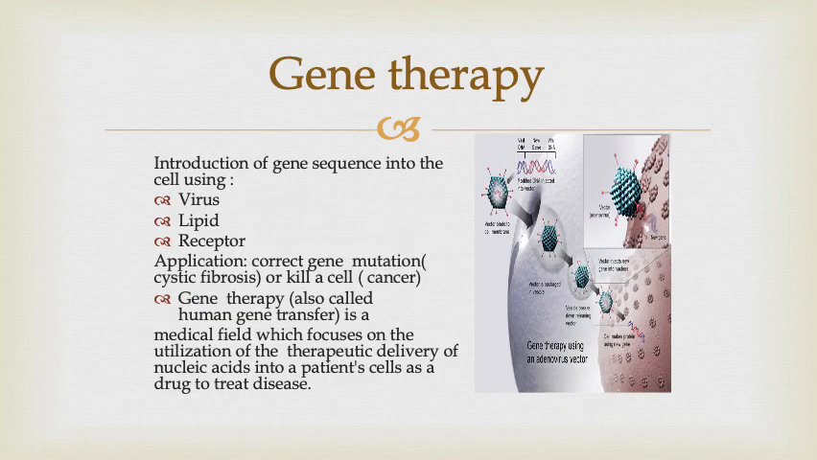Gene therapy. Gene therapy is when DNA is introduced into a patient to treat a genetic disease. The new DNA usually contains a functioning gene to correct the effect of a disease-causing mutation gene. Gene therapy uses a section of DNA to treat or prevent a disease. The introduction of gene sequence into the cell is done using a lipid or a virus or a receptor. The application is seen to correct a gene mutation, like in case of cystic fibrosis, or kill a cell, as in case of a cancer.